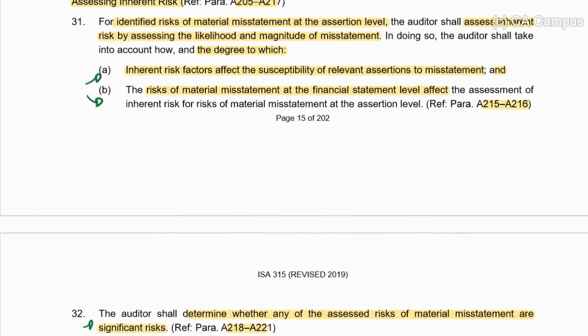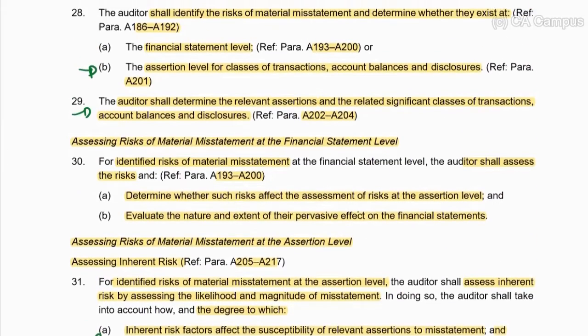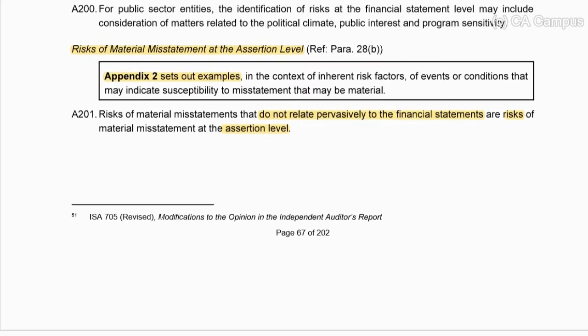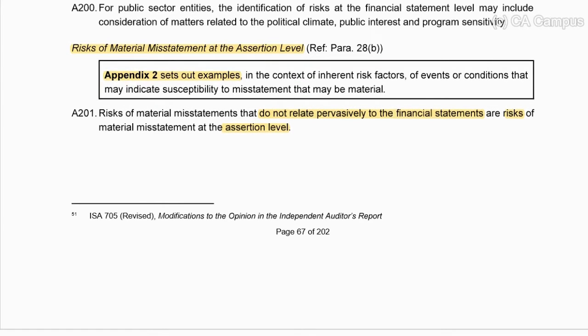So let's go back up and start with the first application paragraphs. And here we go. Risks of material misstatements at the assertion level. Appendix 2 sets out examples. So guys, if you can't find anything in the scenario, even having looked at the assertions to see how it could be misstated, then you would go to Appendix 2. But before we get there, let's look at this.